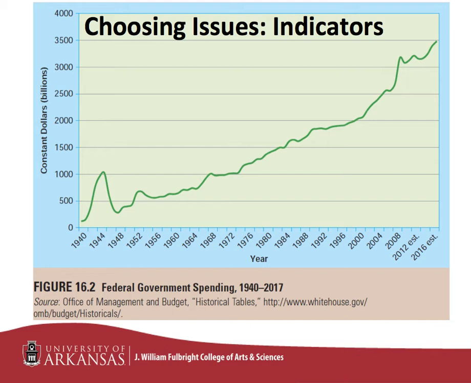So federal government spending, once you control for population as well as how much income is in the country, probably flattens this out quite a bit. But that ultimately is a political decision as to which indicators to use.